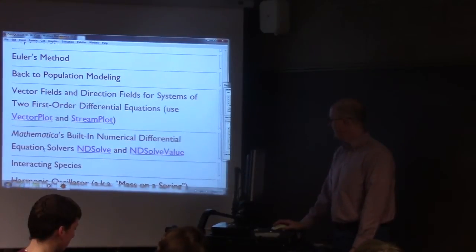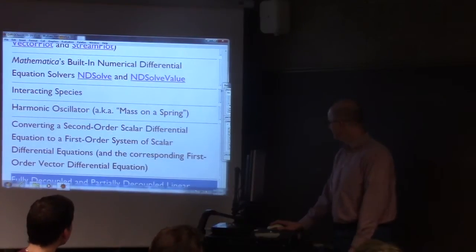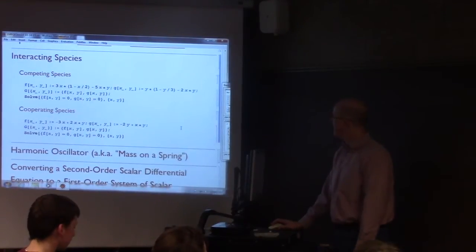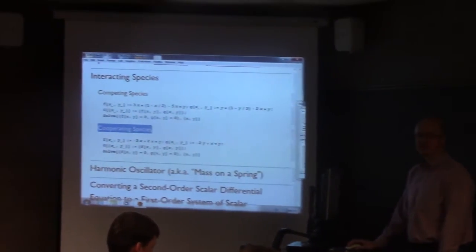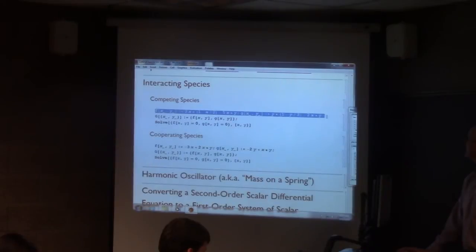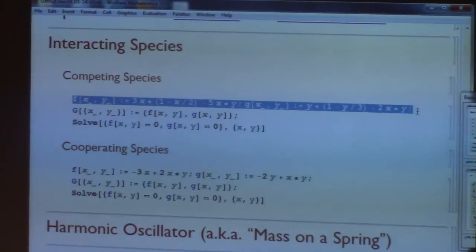All right, so let's go back to interacting species here. So far we've done predator-prey, but there's a couple other main models: competing species and cooperating species. Take a look at these functions here. These are going to be the right-hand side functions for a system of differential equations.